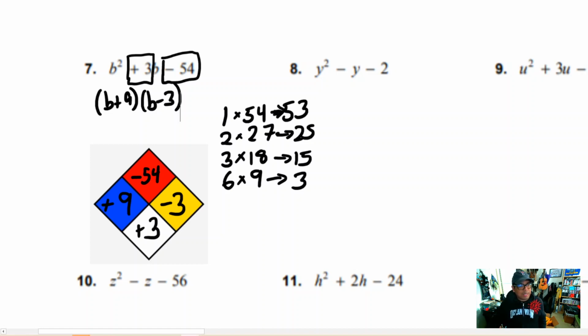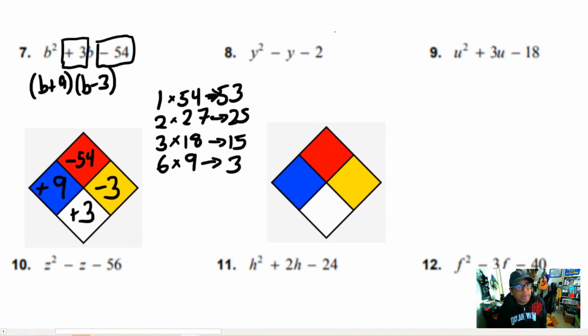Let's try number 8 because 8 is a good looking one. We're going to put the numbers in. The first number we'll put in is this minus 2. And this says minus y here for the second number, so that's actually a minus 1. Okay. Notice how it's a minus 2, so this is going to be a subtract type problem.